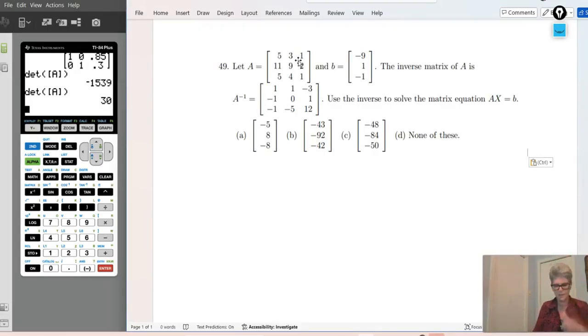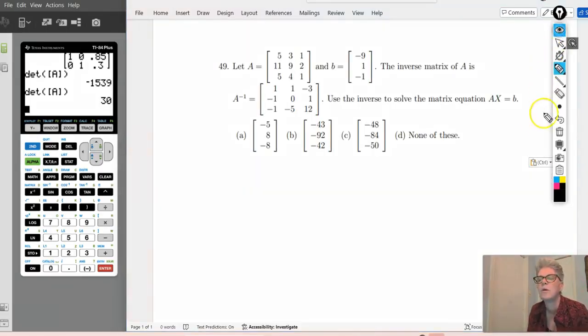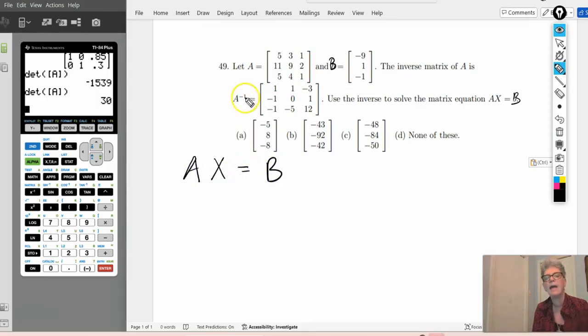Okay, because I like to define all of my matrices with capital letters, so that's going to be a capital B. So A is known, and A has an inverse. So I need to find X. If I'm solving this matrix equation, X is the only unknown.